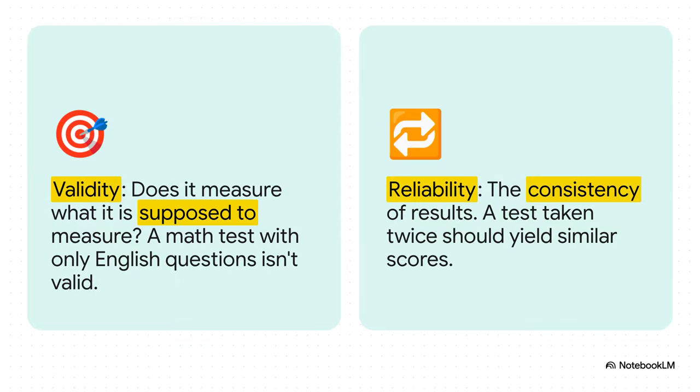Two words here are absolutely critical: validity and reliability. Validity asks, are you actually measuring the thing you think you're measuring? I mean, a driving test that only had written questions wouldn't be very valid, right? And reliability means your results are consistent. If you take a personality test twice, you should get a pretty similar result both times. You really need both for solid research.